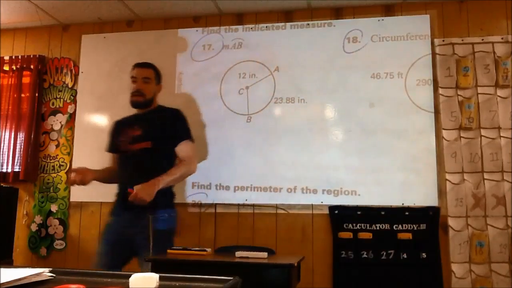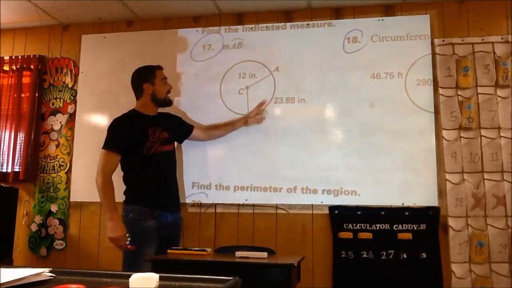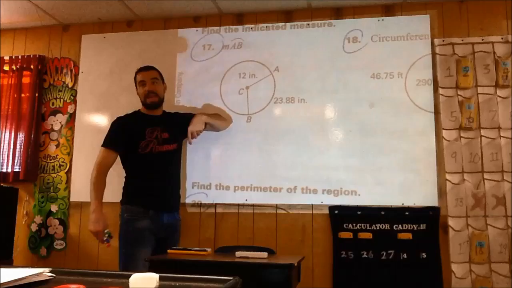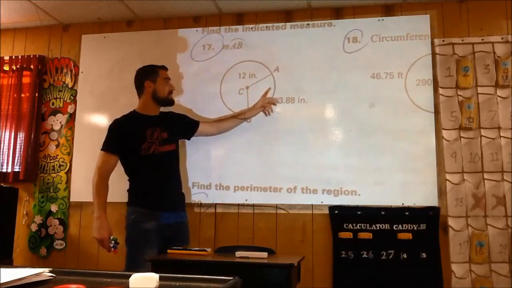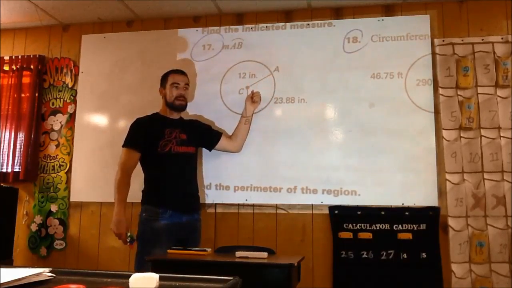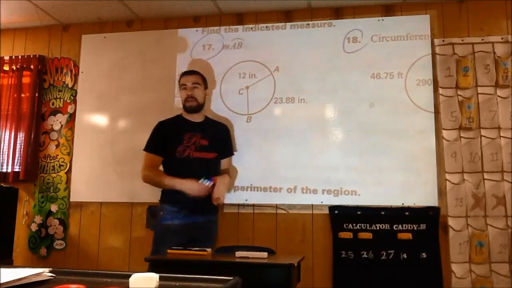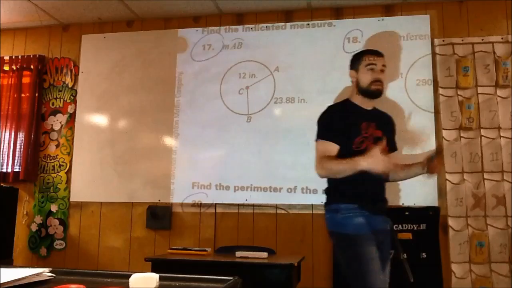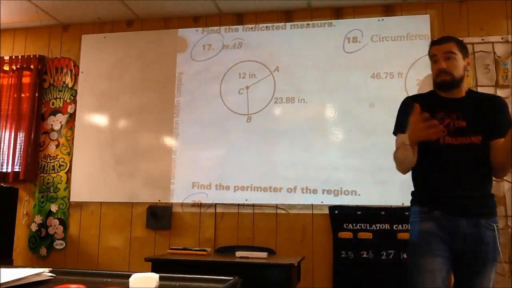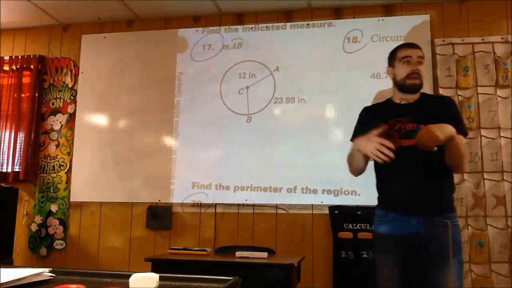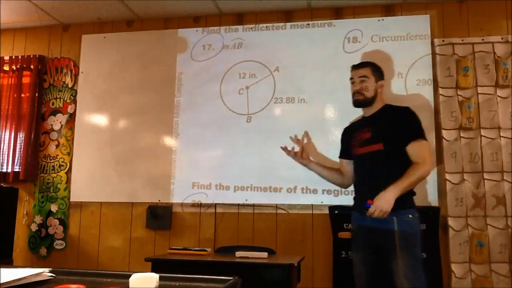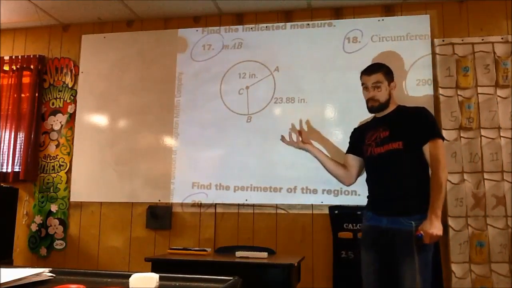Okay? How do I know if this 23.88 is either the area of this sector or the length of arc AB? Because on the tests and quizzes, they're going to be all mixed up. Some of them you're going to be finding sector area, some of them you're going to find arc length. So you need to be able to look at these diagrams and interpret them correctly.